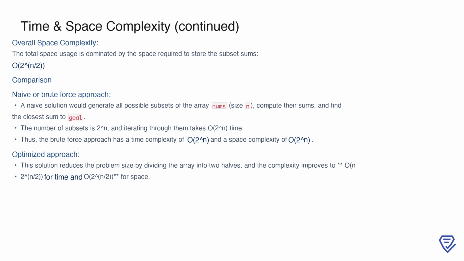In contrast, our optimized approach reduces the problem size by splitting the array into two halves. This reduces the time complexity to O(n * 2^(n/2)), and the space complexity to O(2^(n/2)), which is a significant improvement. This efficiency makes the optimized solution much more practical, especially for larger inputs.